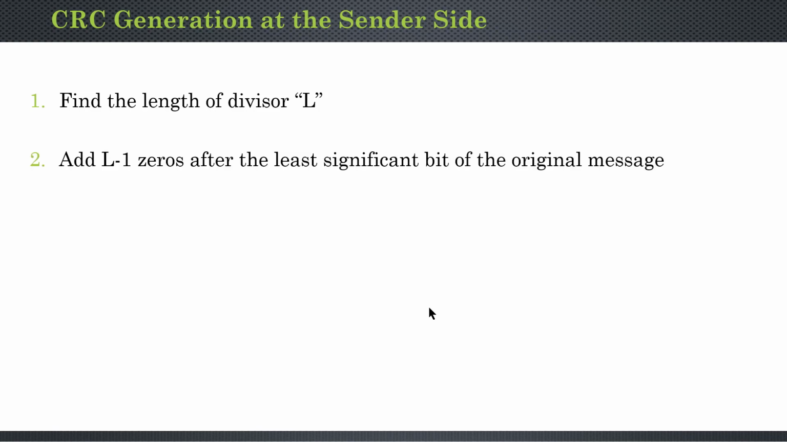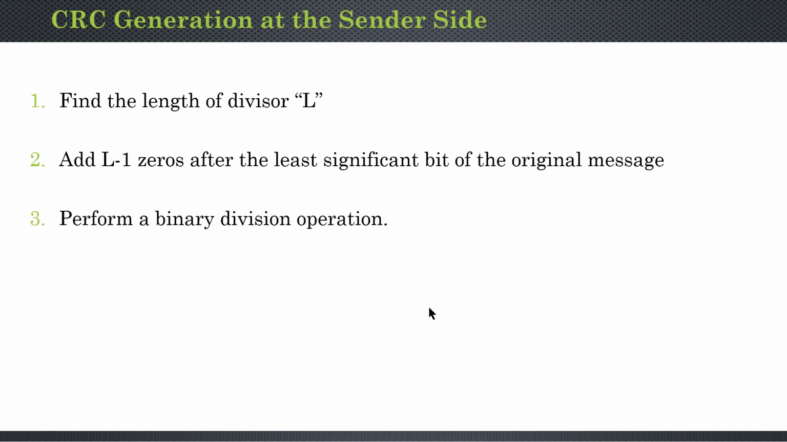We can divide the CRC operation into two parts: the CRC generation at the sender side and the CRC check at the receiver side. So let's look at the CRC generation. Formally, the CRC generation involves basically 5 steps. Step number 1, find the length of the divisor, which we name L. After that, in step number 2, we add L-1 zeros after the least significant bit to the original message. If L equals 5, for example, we will add 4 zeros to the original message.